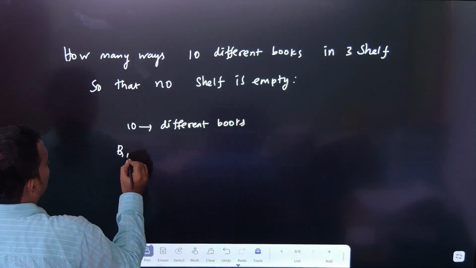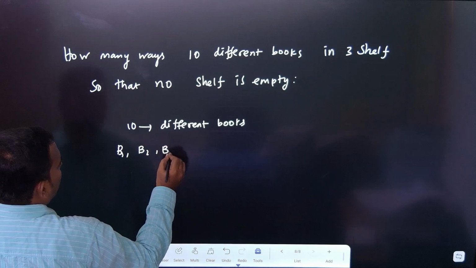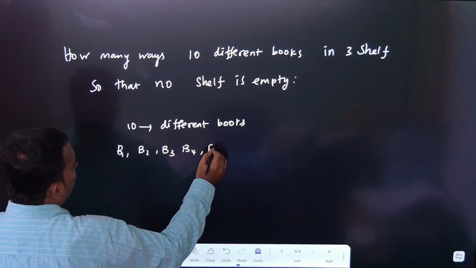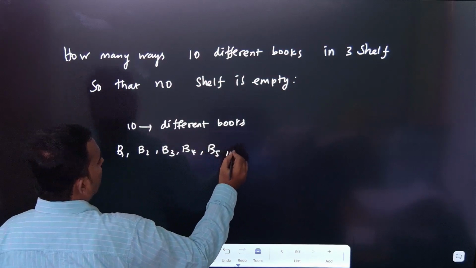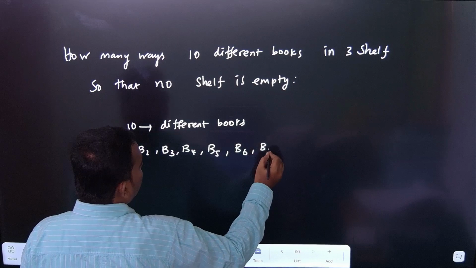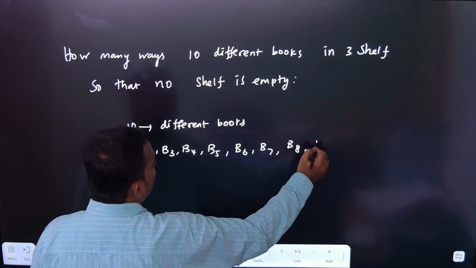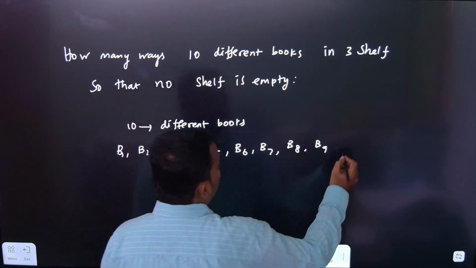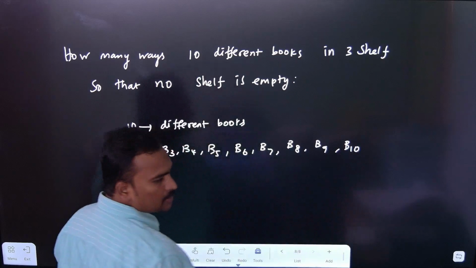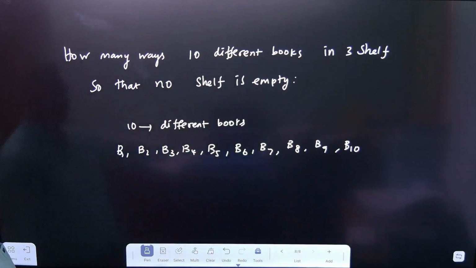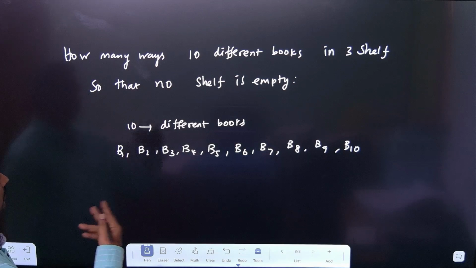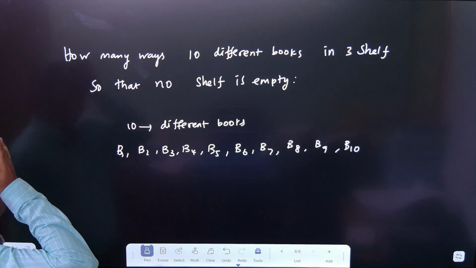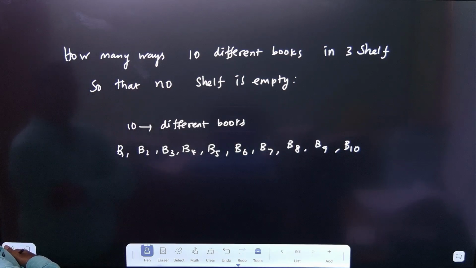Let's take B1, B2, B3, B4, B5, B6, B7, B8, B9, B10, right? 10 different books. You can see 3 shelves. The 3 shelves are distinguishable, right? All are different only, right? Show that no shelf is empty.